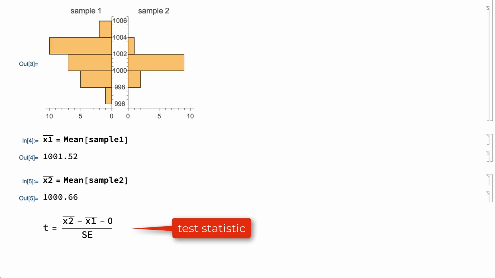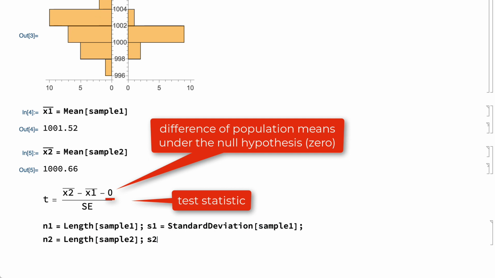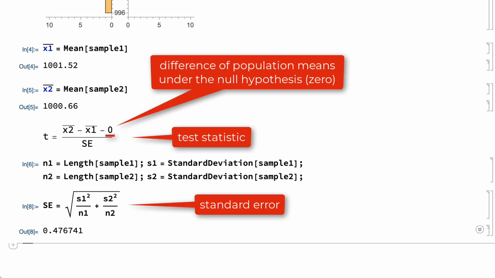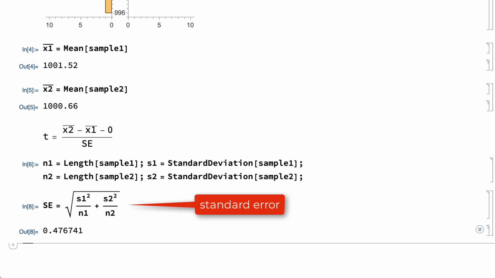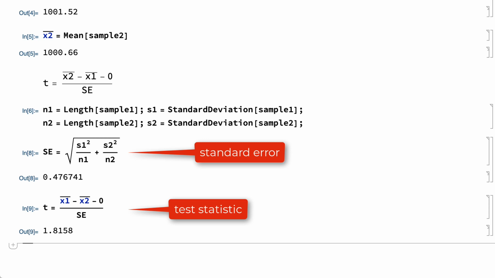A convenient test statistic to use here is given by this formula. Just as in computing a confidence interval for a difference of population means, the standard error is computed using the sizes n1 and n2 and the standard deviations s1 and s2 of the samples. The test statistic can then be computed using the sample means and that value of the standard error.